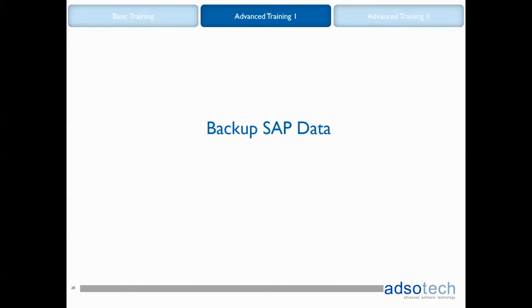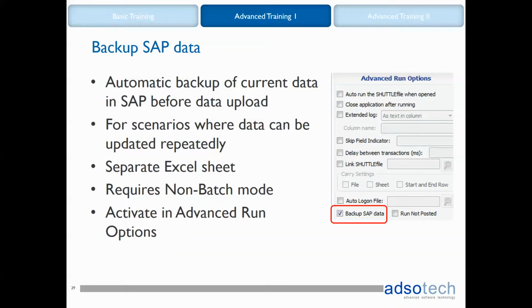First, how to take a backup of your SAP data. We have a feature in Winshuttle Transaction that enables us to take an automatic backup of the current data in SAP before actually uploading our new data to SAP. It's most often used in scenarios where data can be updated repeatedly. For instance, in materials management, where we might be updating data for the same materials every month or even every week at some point.